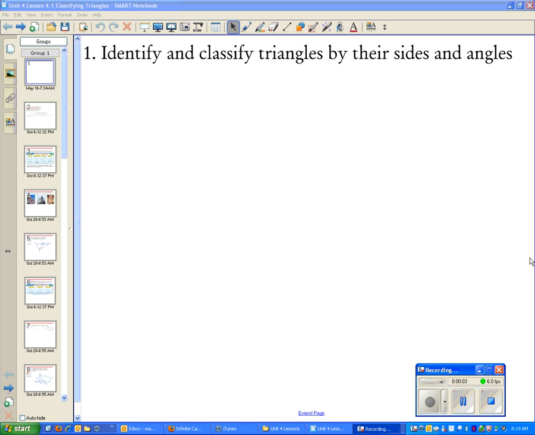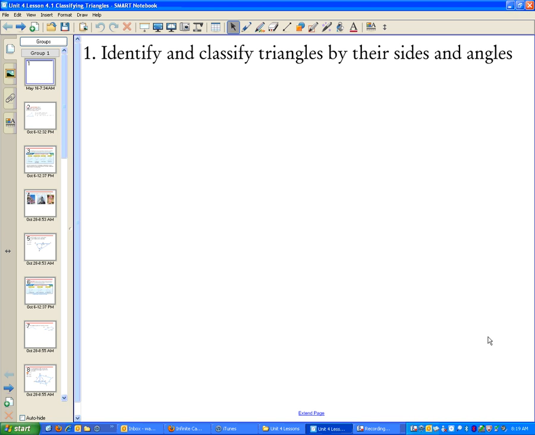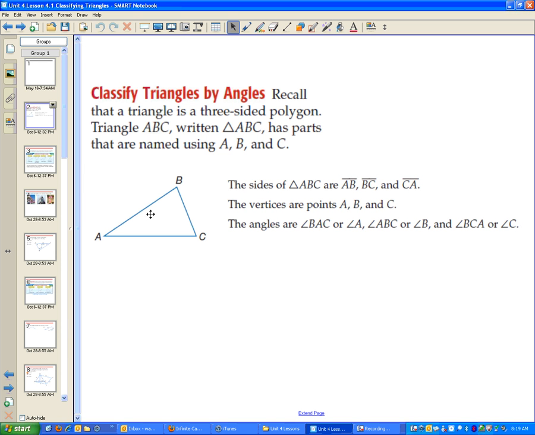To start Unit 4, we're going to identify and classify triangles by their sides and angles. And you should already know all of this. Let's make sure you do. All right, to classify by angles, recall that a triangle is a three-sided polygon.